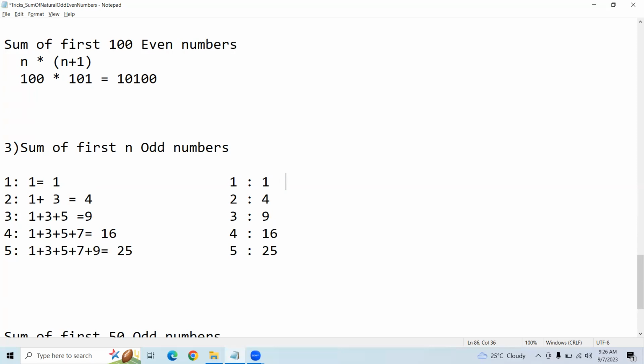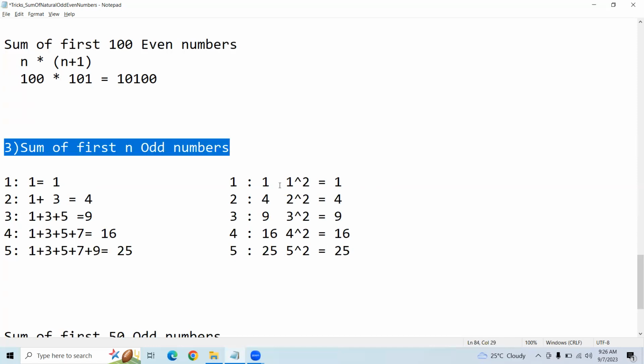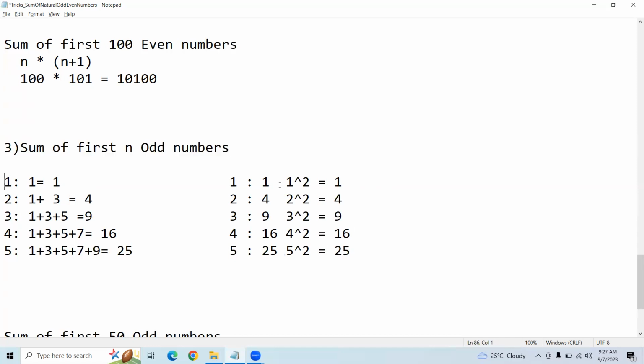So can I say the square of 1 is 1? Can we say that we are adding the first two odd numbers, and then we do 2 to the power 2, we get 4. Square of 2 is 4. Square of 3 is 9. Square of 4 is 16. And square of 5 is 25. So in simple words, if you want the sum of first n odd numbers, you just take the square of n. That's it. So n to the power 2.